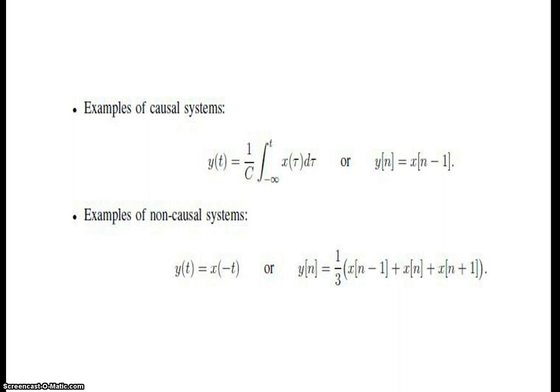An example of a non-causal system: y of t is equal to x of minus t. Here the present value of output depends upon the future value of the input signal. For example, if I consider t equal to 1, then y of 1 is equal to x of minus 1. So the present value of output depends upon the future value of the input signal. Similarly, one more example: y of n is equal to 1 by 3 times x of n minus 1 plus x of n plus x of n plus 1. Here x of n plus 1 indicates the future value of the input. So the system is called a non-causal system.